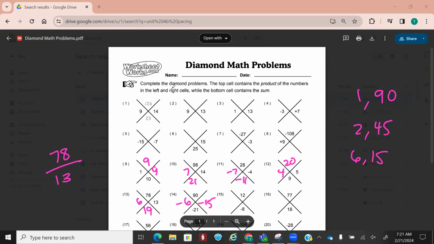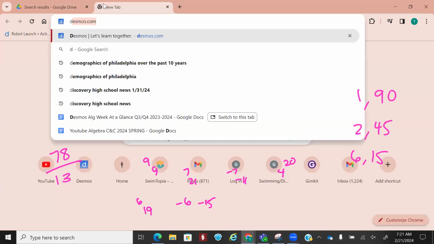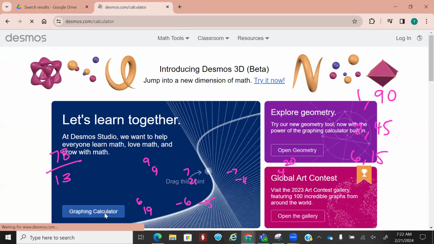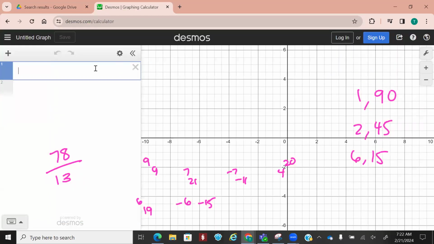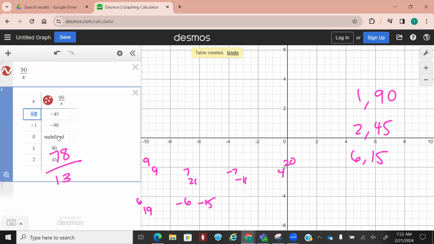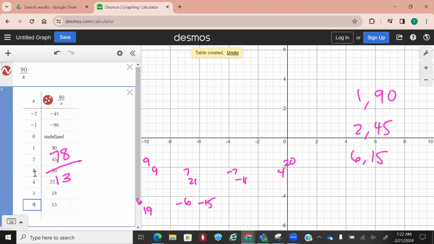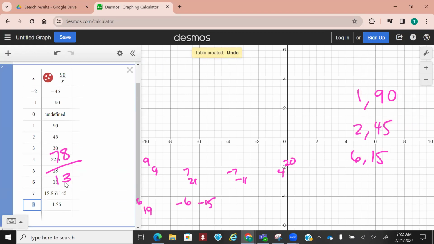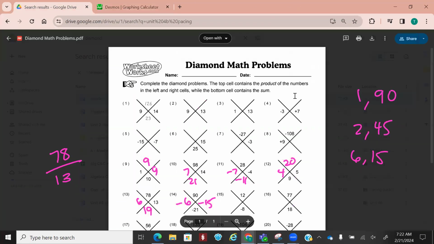Now, if you didn't know that off the top of your head, here's how Desmos can help you. If you type in 90 divided by x, and then go into your little table, this pulls up all your factors. And you see how 6 and 15 is one of them. Then I don't have to know my multiplication skills. It can do it for me. Now, Friday, remember, we're not given Desmos, but we're given a graph, or we're given a yellow calculator. So you can play around with them, or you can use Desmos on your test.